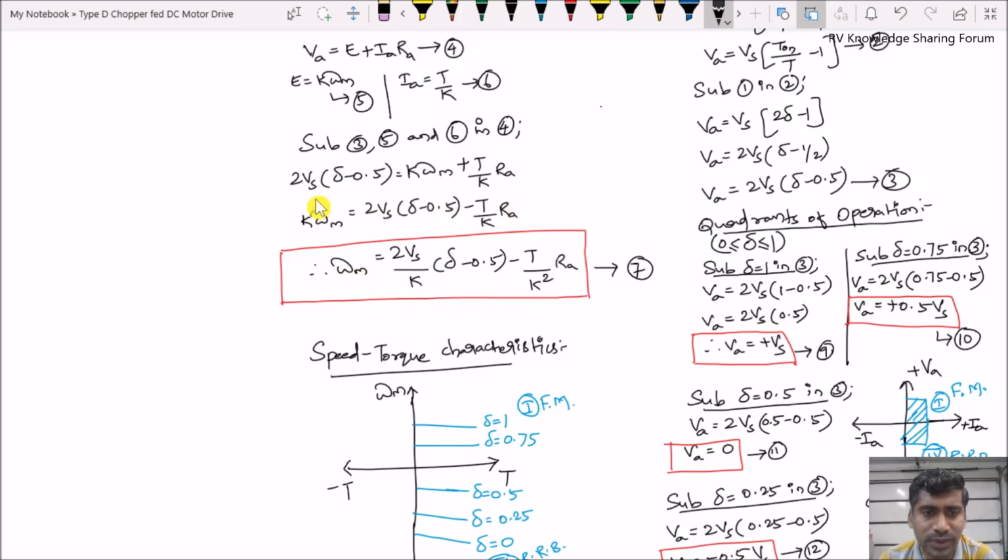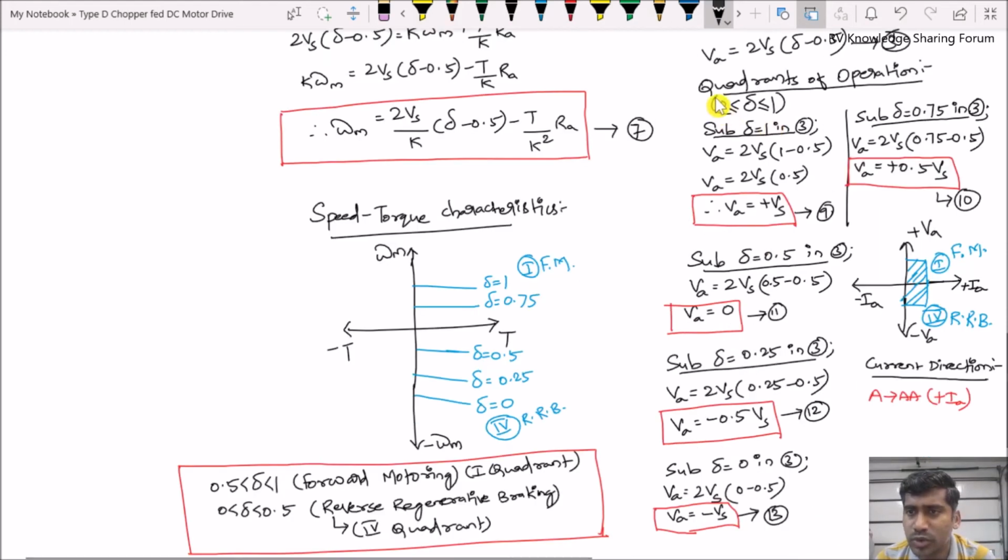Therefore, omega m, the speed of the motor, is equal to 2 Vs, and bringing this K to the right hand side, it becomes 2 Vs by K into del minus 0.5 minus T, and bringing this K here, and already there is one K here, so K into K becomes K square Ra. Therefore, the speed of the DC motor is given as omega m is equal to 2 Vs into del minus 0.5 divided by K, minus T by K square Ra. This equation 7 is the relationship between the speed and the torque. As we already discussed in the introduction, if you are able to control the duty ratio of the chopper, we will be able to control the speed according to equation 7.